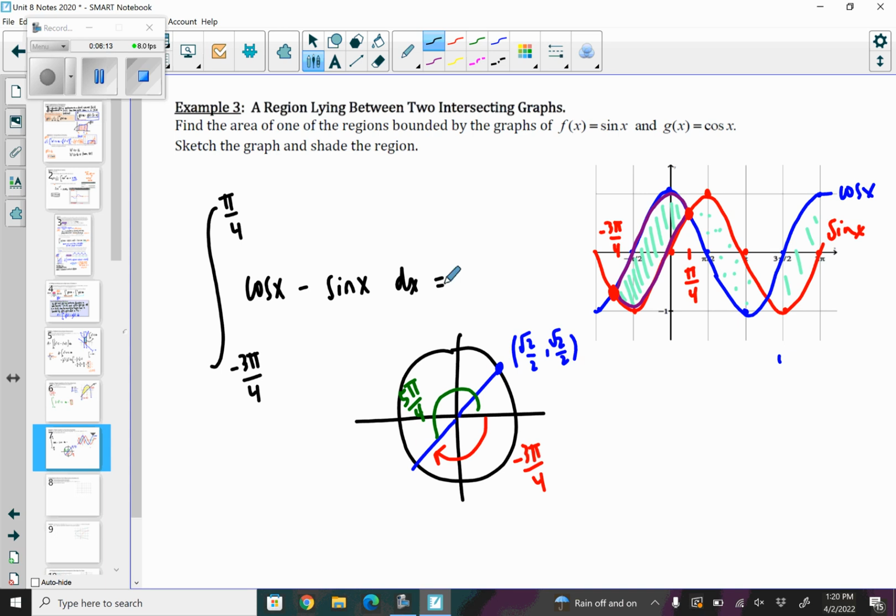Take a moment if you want to calculate this by hand. However, you can also plug that into your calculator. And I got 2.8284.